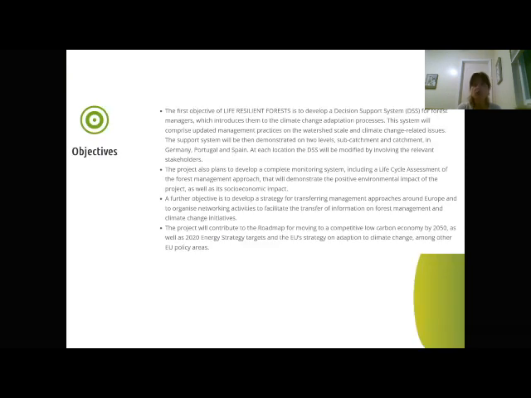Well, first of all, Life Resilient Forest is a LIFE project, an EU project, whose main goal is to develop a decision support system for forest managers. But it's not only to develop a decision support system, its goal is also to demonstrate the added value of this DSS tool and to apply it in as many places as we can.